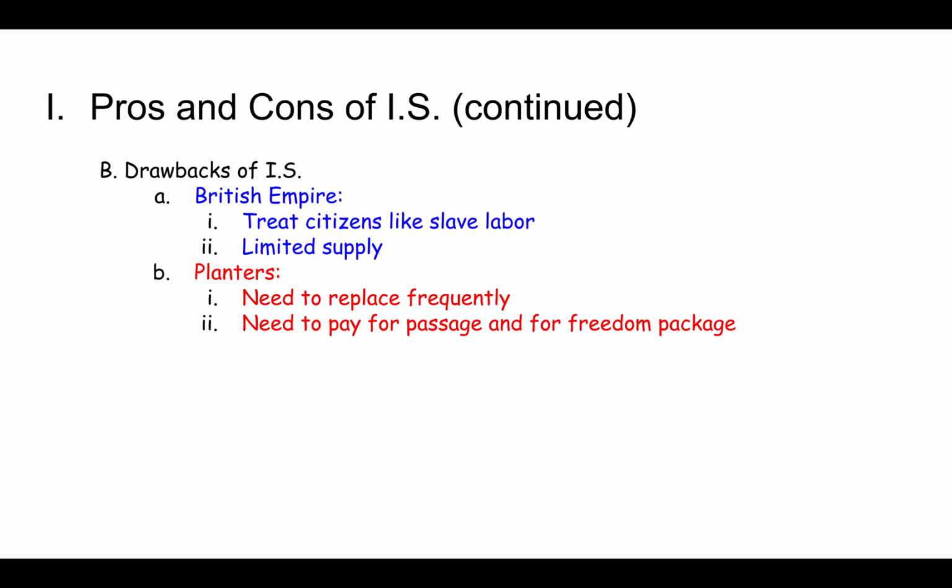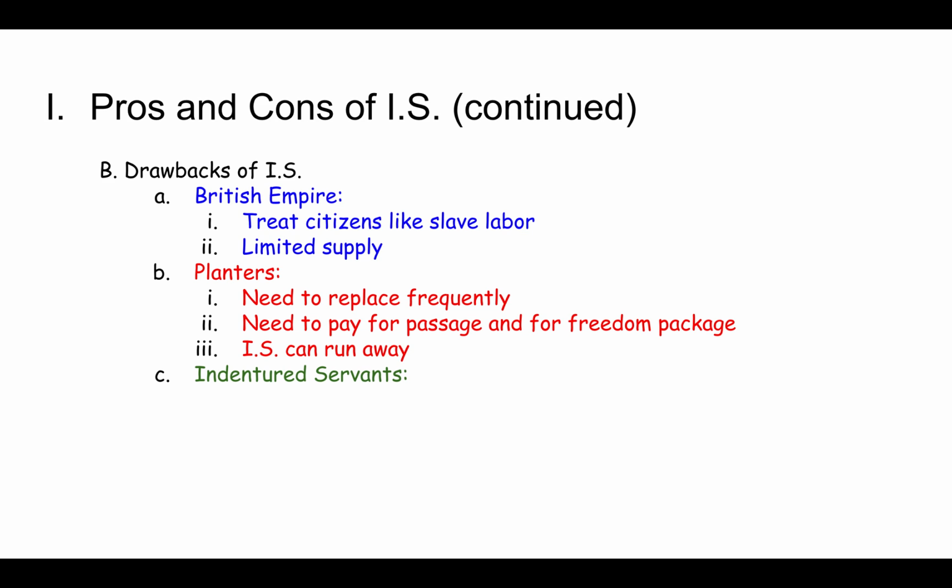Need to pay for passage and for freedom package. That was not cheap, to pay for passage and the freedom package, as well as pay for their life, their food, their clothing, their boarding and lodging. Roman numeral 3, indentured servants could run away. Talked about that earlier. Easier for them to run away in the colonies and blend into other English communities.